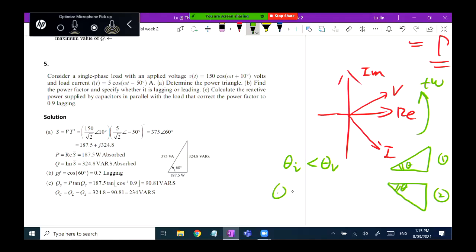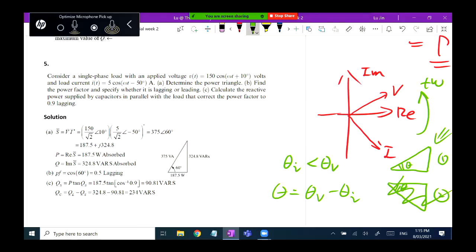The theta was defined as theta what minus theta what? Yes, theta v minus theta I. Because theta v is bigger than theta I, it's greater. So theta v minus theta I means a bigger thing minus a smaller thing, and the result theta should be positive. If theta is positive, of course, option 1. Option 2 is not right for this case.